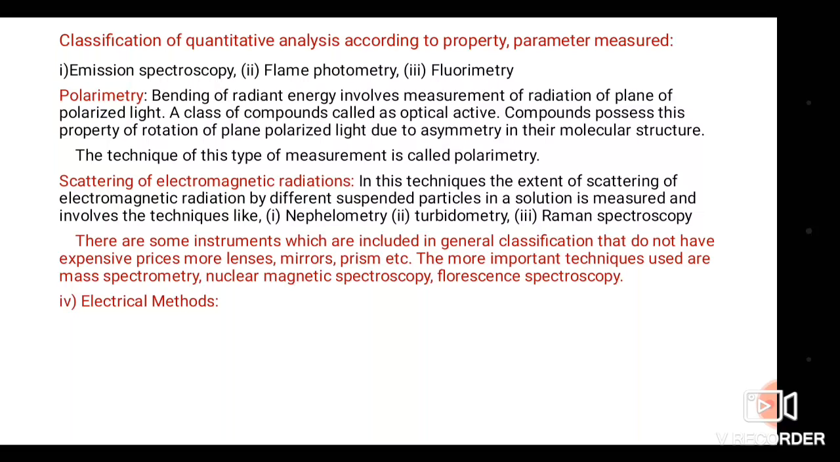There are some instruments included in the general classification that do not involve expensive lenses, mirrors, and prisms. The more important techniques used are mass spectrometry, nuclear magnetic resonance spectroscopy, as well as fluorescence spectroscopy. So turbidimetry, Raman spectroscopy, and nephelometry are the techniques used for studying the scattering of electromagnetic radiation.